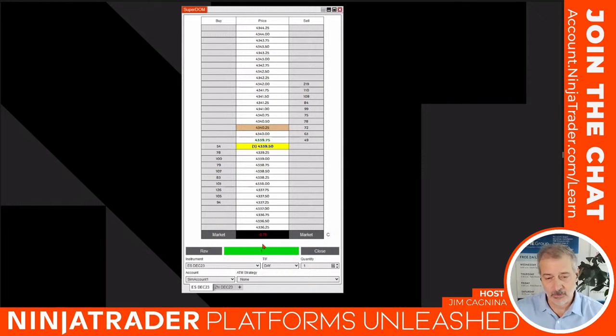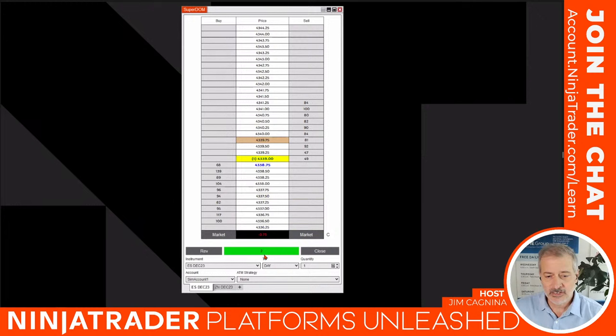Now, if I were short, this would be red. So it's kind of color-coded. It gives you a good idea what you're doing. And my contract size here is one, so again, it matches my default. I'm long one. Now, what would happen if I wanted to buy another one at the market? Well, I just go ahead and hit that market button again. And it would buy a second one.